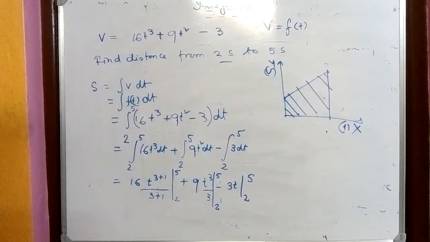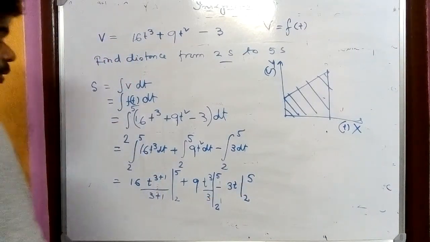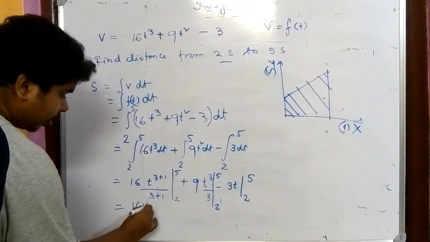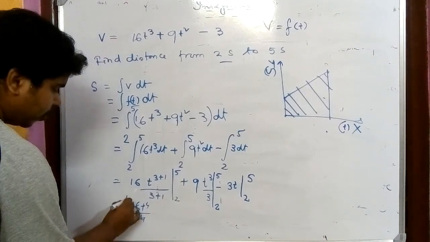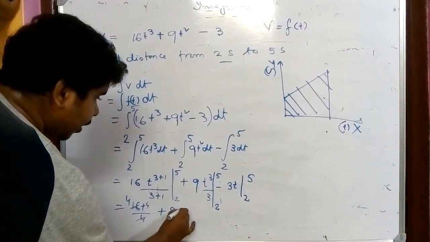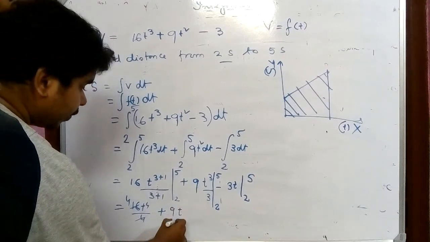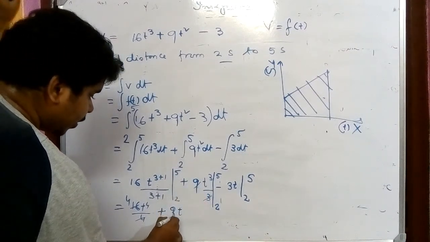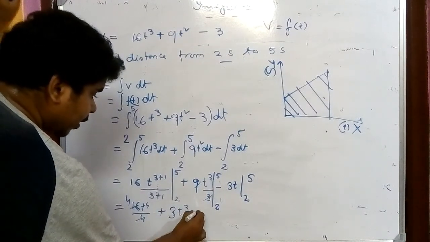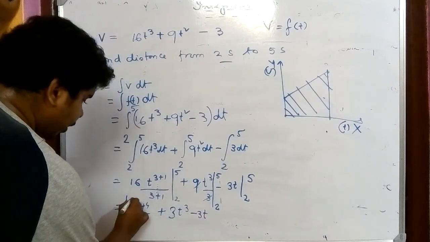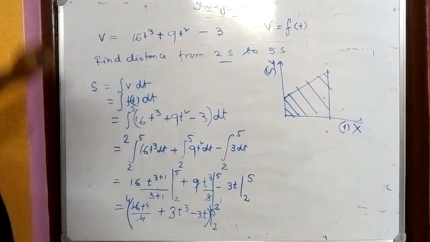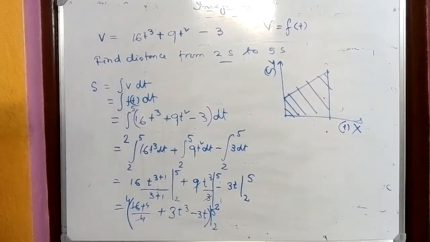Now let's calculate it together. 16 t to the power 4 by 4, so 4 4s are 16, plus 9 t cube by 3, so the 3s are cancelled out, so it is 3 t cube, minus 3t, and whole into the limit given, 2 to 5, because we have not used the limit yet.